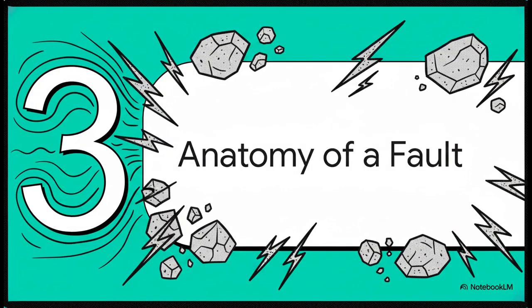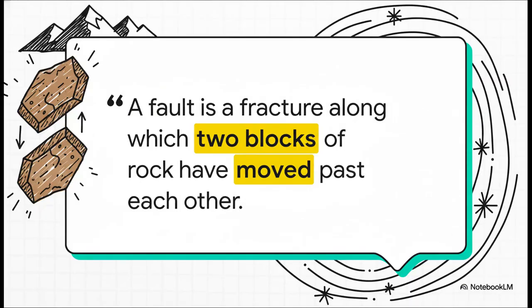Okay, so rocks can bend. But what happens when the pressure is just too much? Or if the rocks are too brittle and they can't just fold anymore? What happens when they just snap? That's right, they break. And that break is what we call a fault. Now, the key word here is movement. A fault isn't just a crack in the rock. It's a fracture where the two sides have actually moved and shifted past one another. And that movement, that's what causes earthquakes and builds entire mountain ranges.